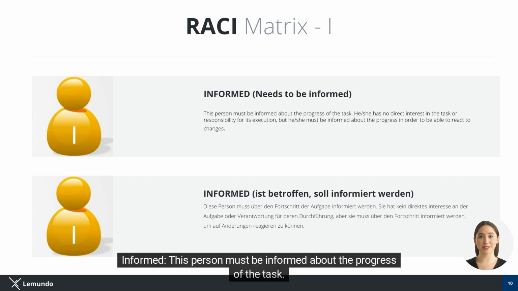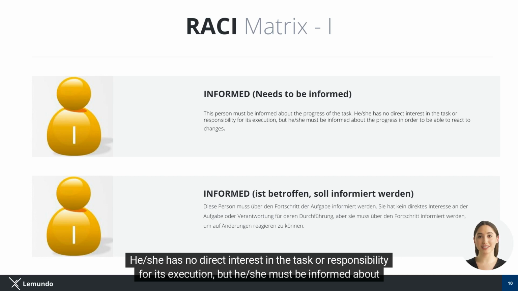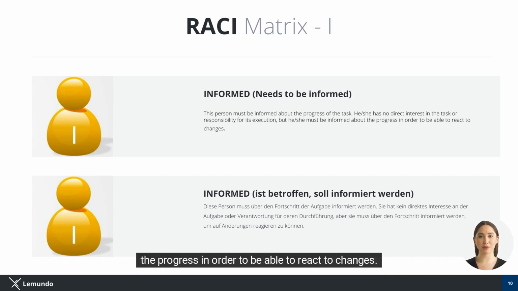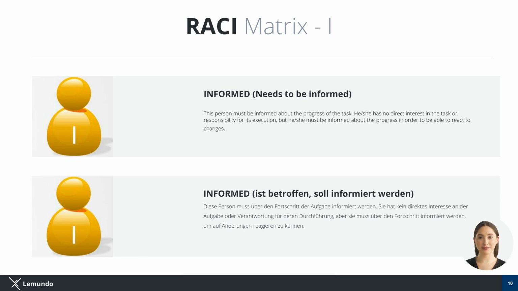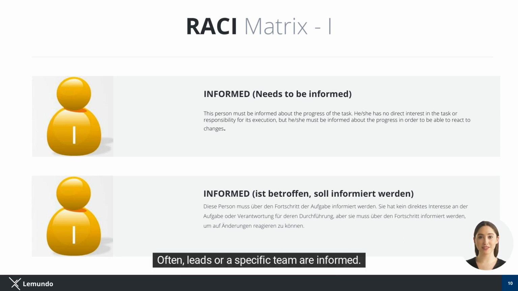Informed: this person must be informed about the progress of the task. He or she has no direct interest in the task or responsibility for its execution, but must be informed about the progress in order to be able to react to changes. As a rule, there is no two-way communication, but only the transfer of information. Often, leads or a specific team are informed.